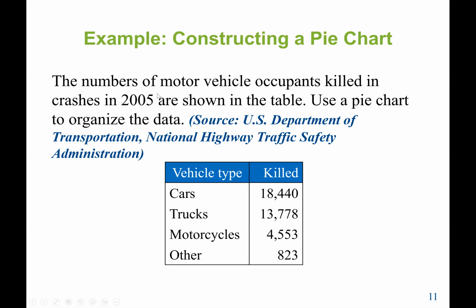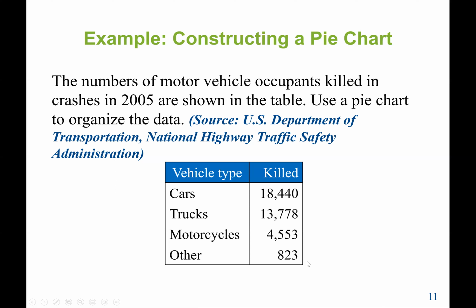So let's see an example here. We can see that our data set is qualitative data because we have the vehicle type and the kills. The vehicle type is more or less like a label, and the kills column is the counting. So for cars, we have 18,440. Trucks are 13,778. Motorcycles are 4,553. And others are 820.